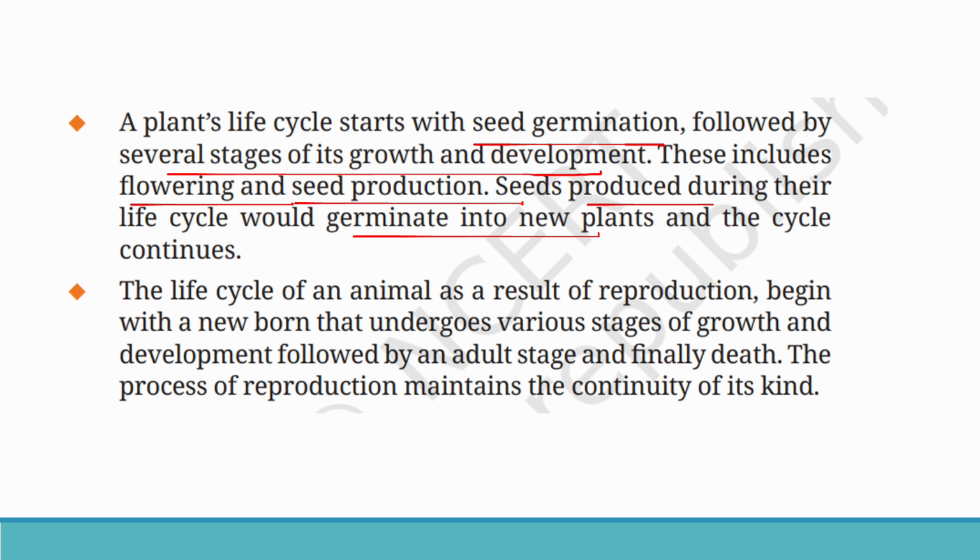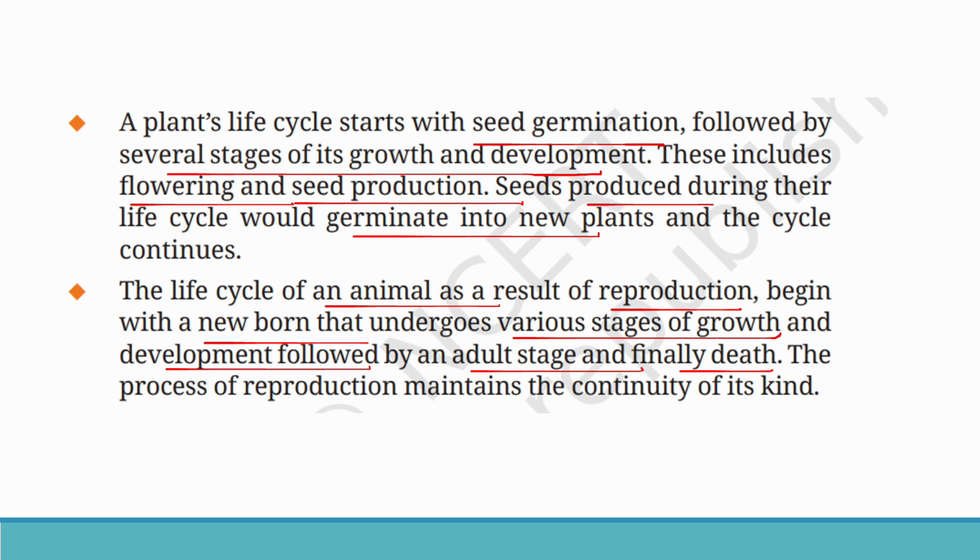The life cycle of an animal, as a result of reproduction, begins with a newborn that undergoes various stages of growth and development, followed by an adult stage and finally death. The process of reproduction maintains the continuity of its kind.